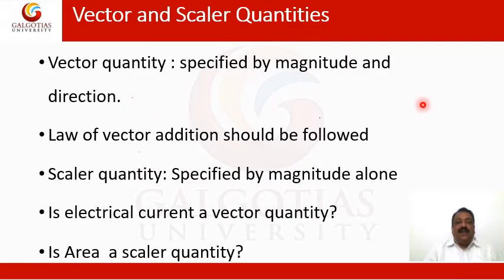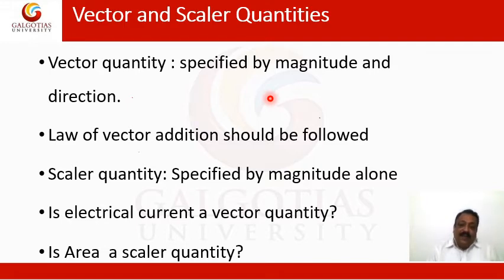Now, let us try to revisit a basic concept which we have all studied in our 10+2. What is a vector quantity and what is a scalar quantity? The answer is very simple. A vector quantity is a quantity which is specified by magnitude and direction, while a scalar quantity is a quantity which is having just magnitude but it is not having any direction.